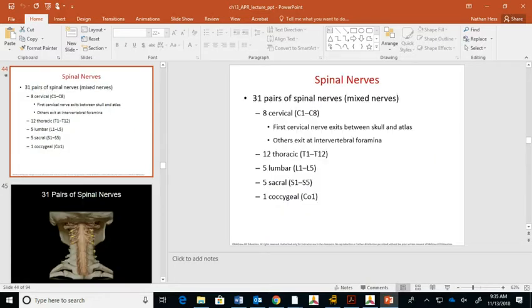Spinal nerves, you've got 31 pairs of these nerves. And these are mixed. Your spinal nerves are all mixed. They're going to be both sensory and motor. We've got 8 cervicals. And that's because the first cervical nerve exits between the skull and the atlas. So it's the skull and C1, and then C1, C2, C2, C3, C3, C4, etc. So there's 8 cervicals, 12 thoracic, 5 lumbar, 5 sacral, 1 coccygeal, though again, these nerves on the bottom don't always come out just like that.